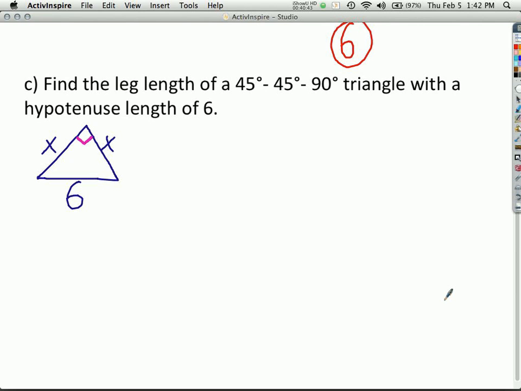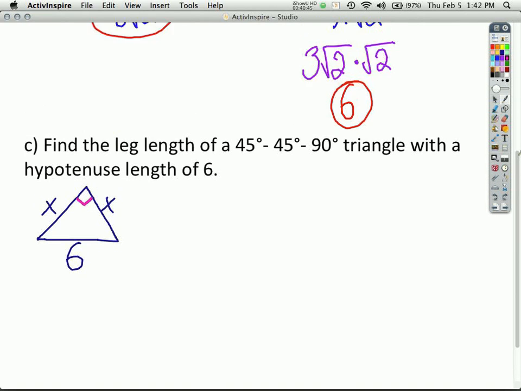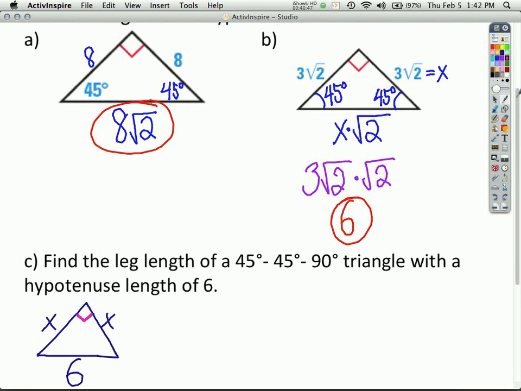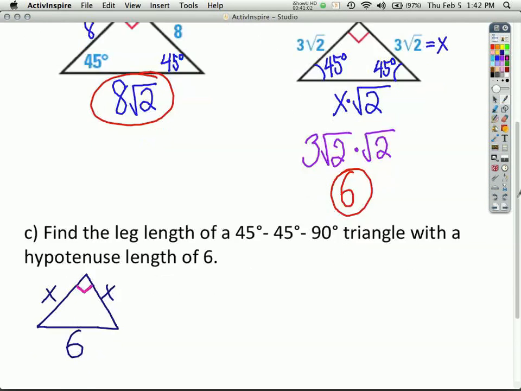So there's a couple of different ways to think about this because this is going in reverse of what we did here. This was easy. I mean, this was ridiculously easy. If you have the leg, all you have to do is take the leg and multiply it by radical 2. That's it. We have the leg, multiply it by radical 2. That's it. But now we're going in reverse.